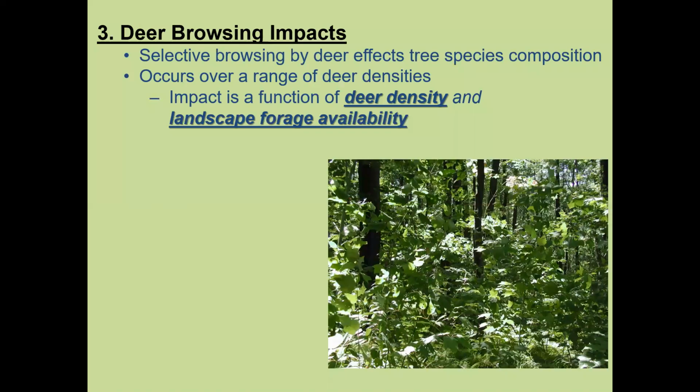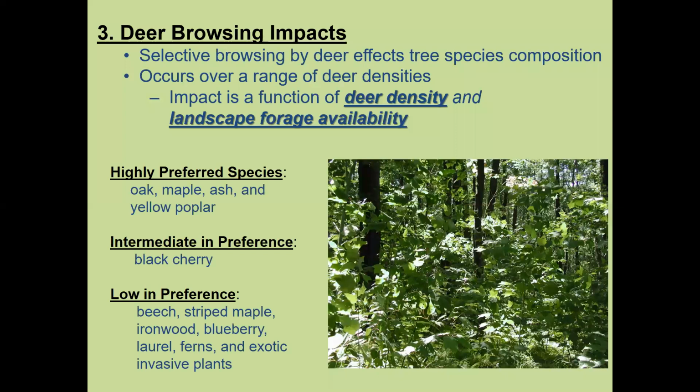Deer browsing impact. So this is a biggie. Selective browsing by deer affects tree species composition. It occurs over a range of deer densities. So we need to understand that deer are selective browsers, and I'll show you their forest preferences here. So they have highly preferred species, and this unfortunately overlaps almost exactly with what our preferences are for our most desirable tree species. Oak, maple, ash, yellow poplar, all highly preferred species for deer to browse upon.